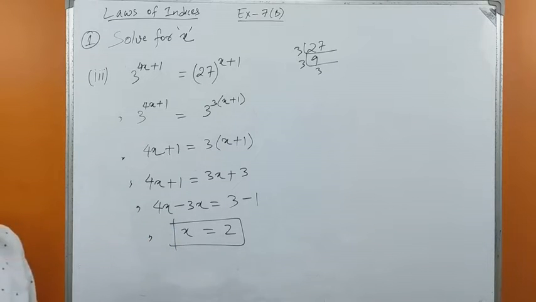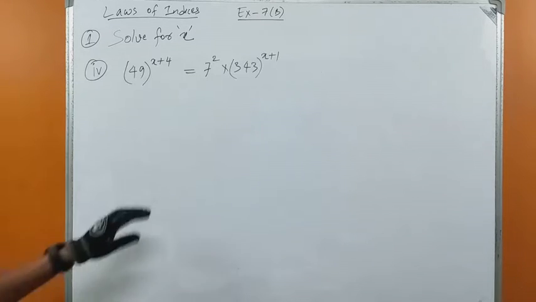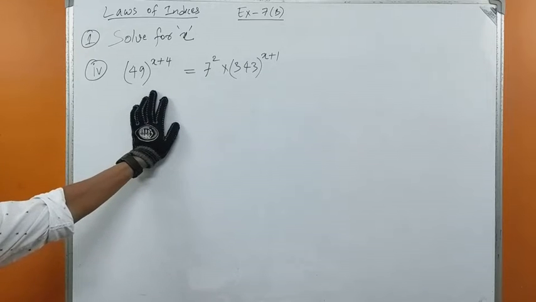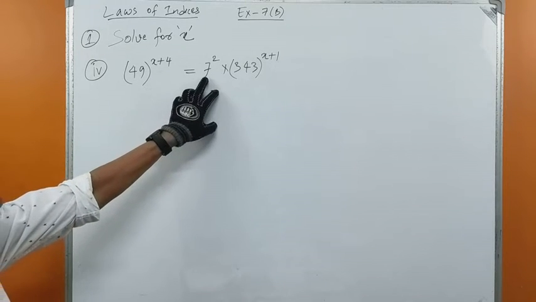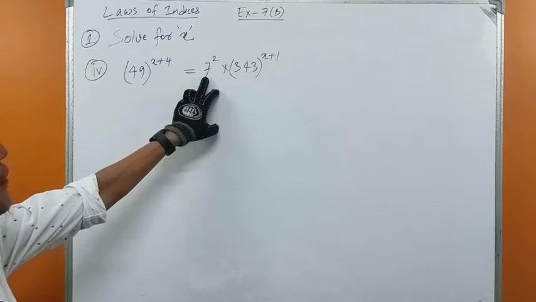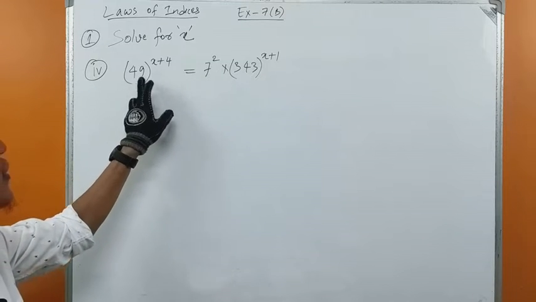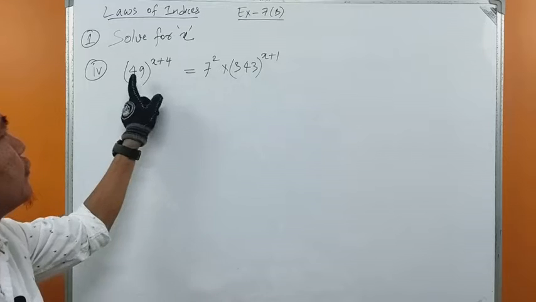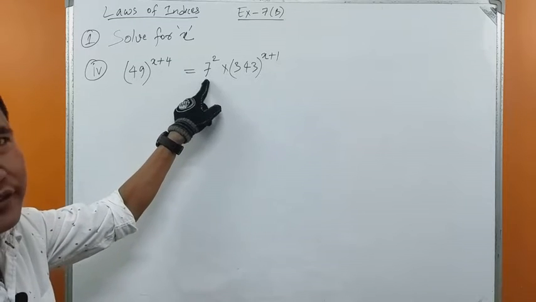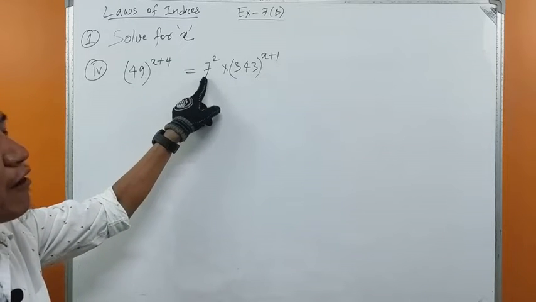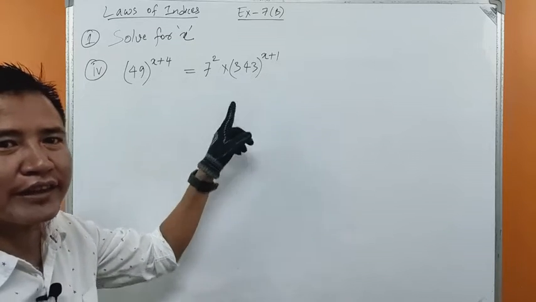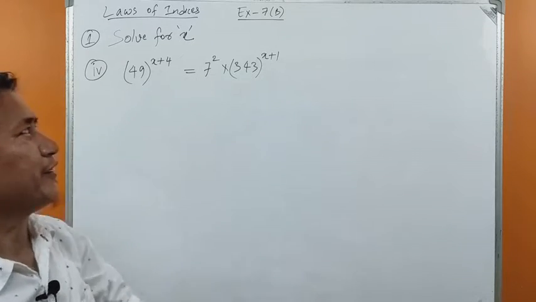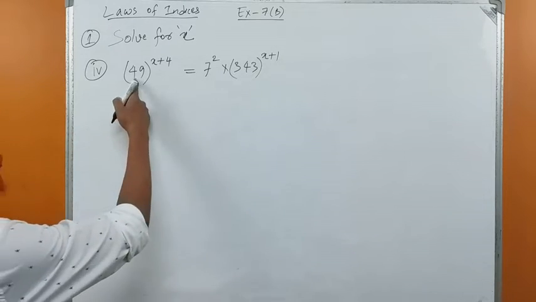So let us do question number 4. Okay, this is question number 4. So we are asked to find the value of x. Here you can see the lowest number is 7, so we must convert this 49 and 343 also to the power of 7, okay, because we must make the bases equal in order to find the value of x, isn't it? So here we have 49.